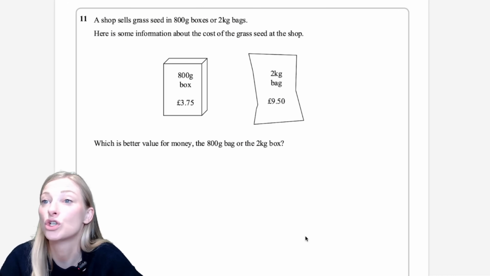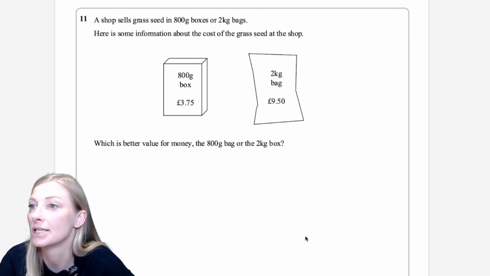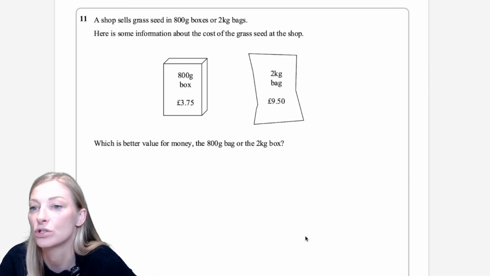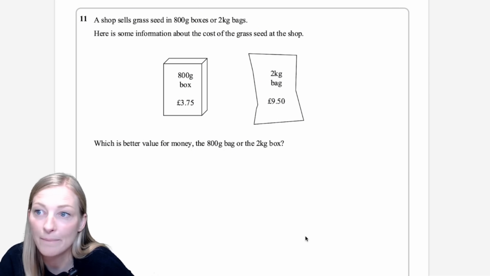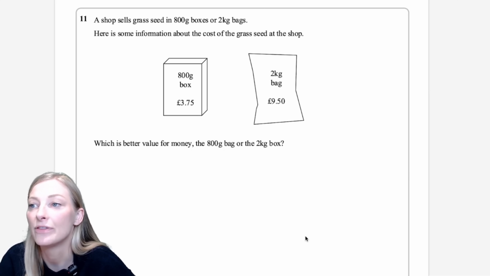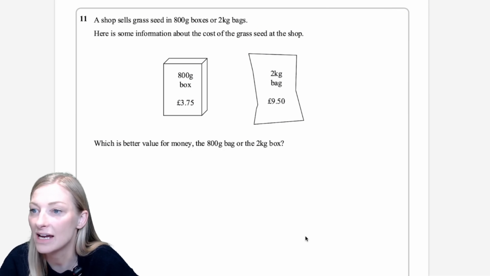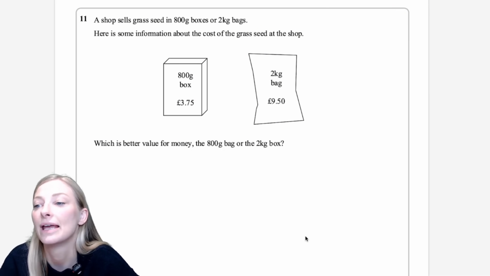Question number 11, a shop sells grass seed in 800 gram boxes or 2 kilogram bags. Here is some information about the cost of the grass seed at the shop. We've got an 800 gram box for £3.75 and the 2 kilogram bag for £9.50. Which is better value for money, the 800 gram box or the 2 kilogram bag?